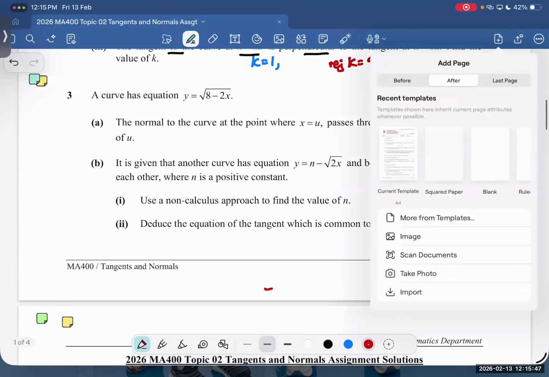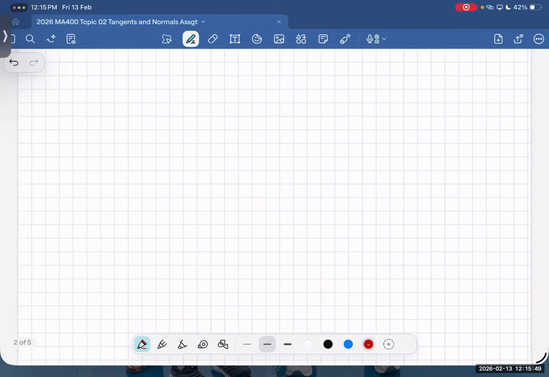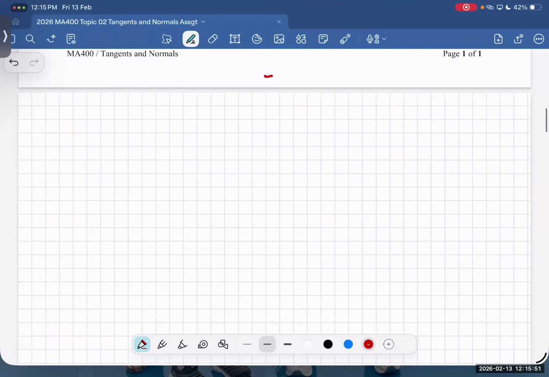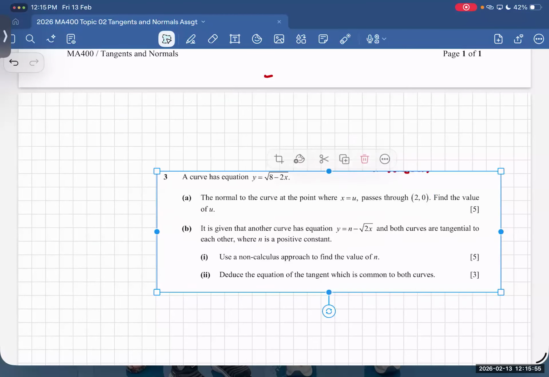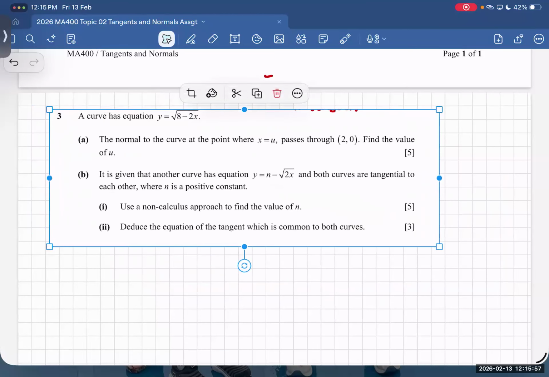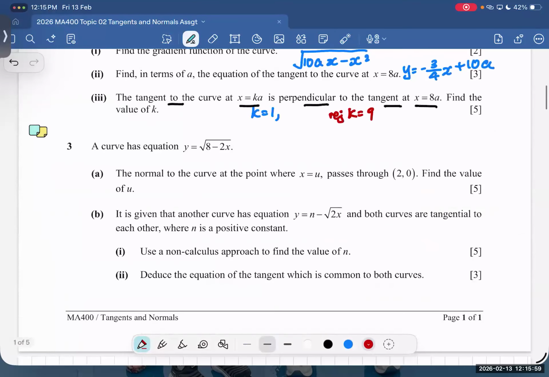Okay, so I go on. Do I go through question 3? So I go through question 3. Question 3. Okay, let me write down the answer first.